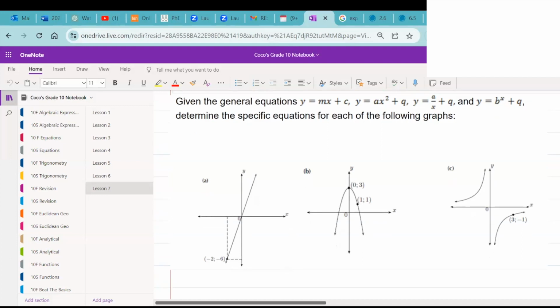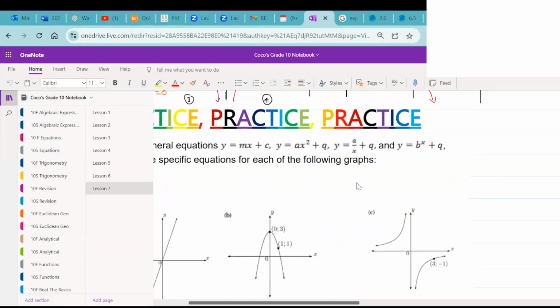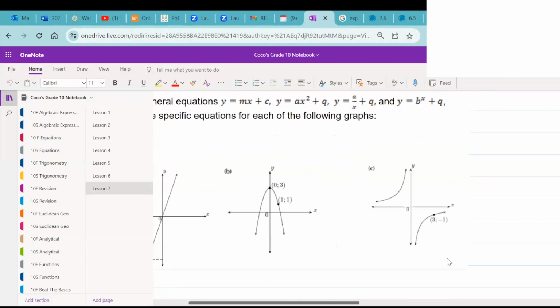Okay. So let's look at B. We know the general equation of a parabola is y is equal to ax squared plus q, right? So what are we given? Let's look at the graph and tell me what are we given in this case?